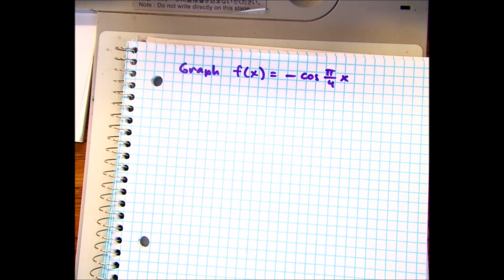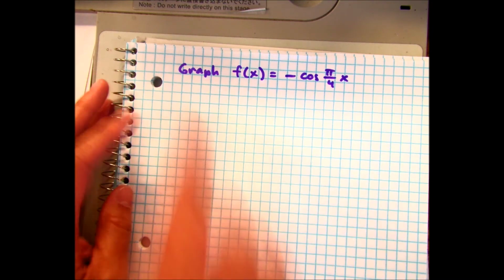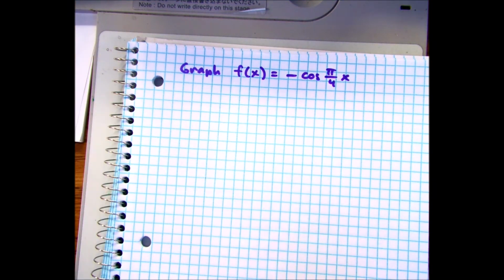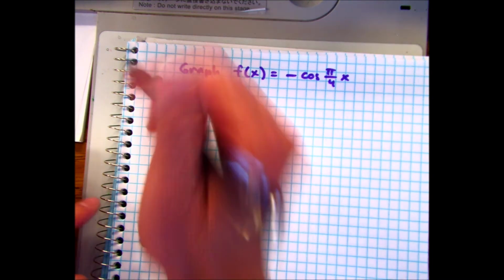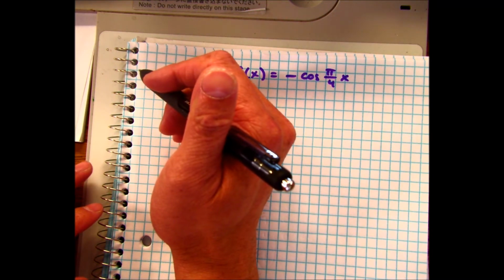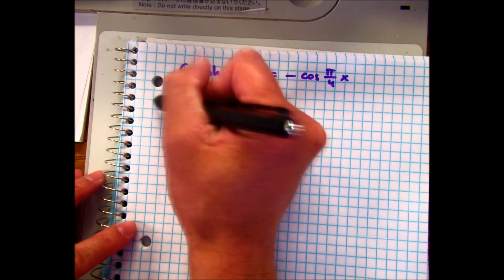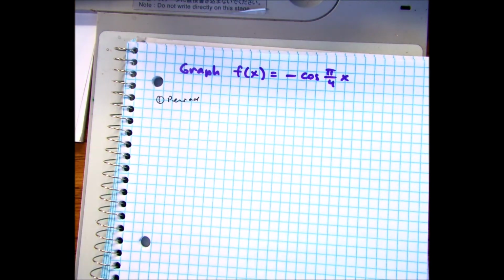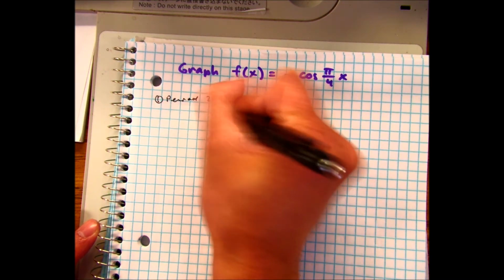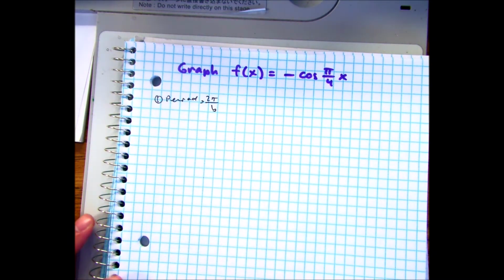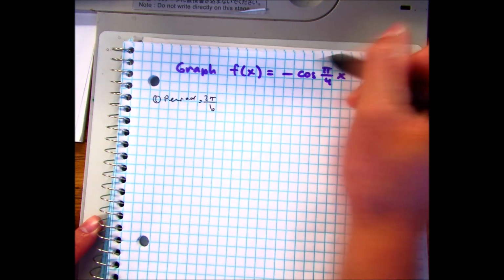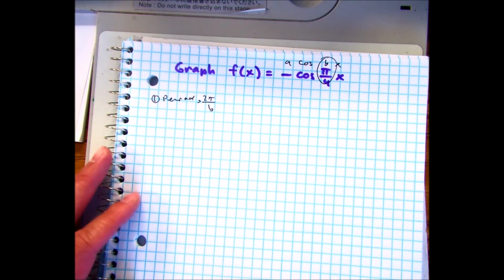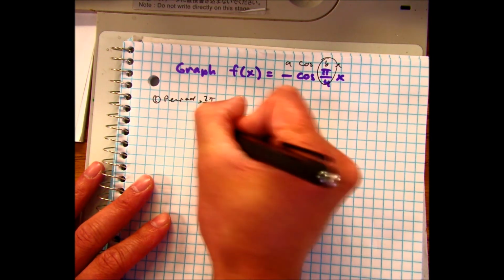Alright, so let's go ahead and graph this part now. Graph f of x equals negative cosine pi over 4 x. I'm going to find the period, so I have 2 pi over b. Class, what's my b value? Write this right above it so you can see it. Your b value is pi over 4.